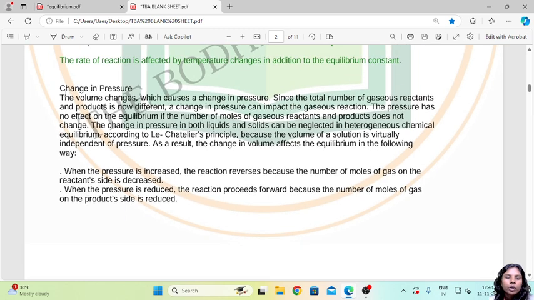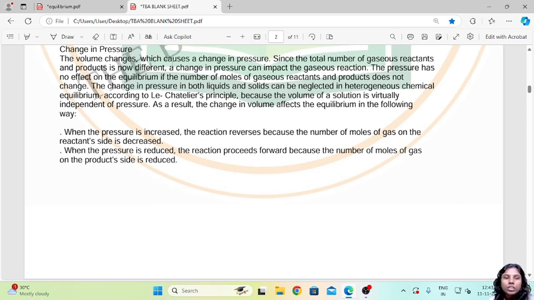Next, say we are talking about the change in pressure. Now the volume changes, which causes a change in pressure. Since the total number of gas molecules, reactants and products, is now different, a change in pressure can impact the gaseous reaction. If a change in volume occurs, in turn the pressure will also change, because we know PV equals nRT. If one is changing, all of the rest of the factors are going to get affected.